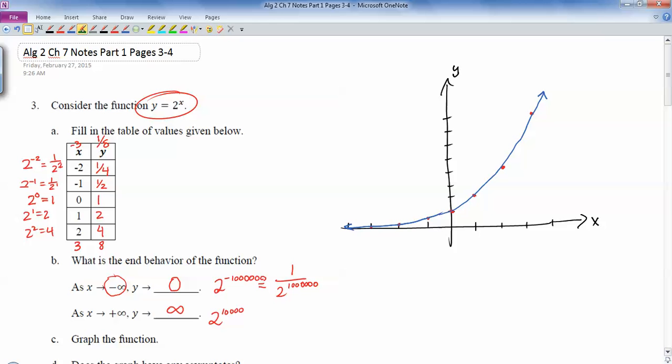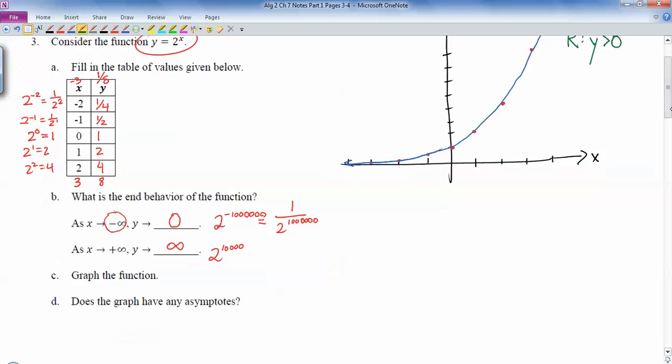Okay, so there's our graph. Let's fill in a couple facts about it. Let's talk about the domain. Well, that's all real numbers, right? Because we can plug in any x that we want. The range, notice it's just above 0, so y is greater than 0.